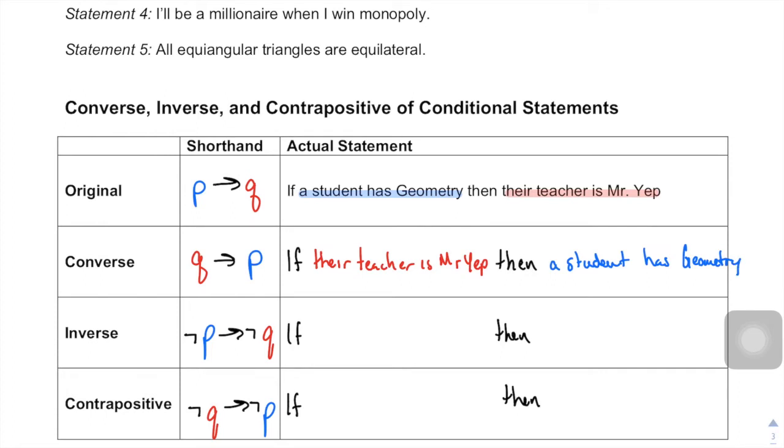Inverse, right? This is where we add nots in. So if there's already a not, you still add a not. You're always adding a not. We're negating the statement. So in this case, if a student does not have geometry, then their teacher is not Mr. Yap.